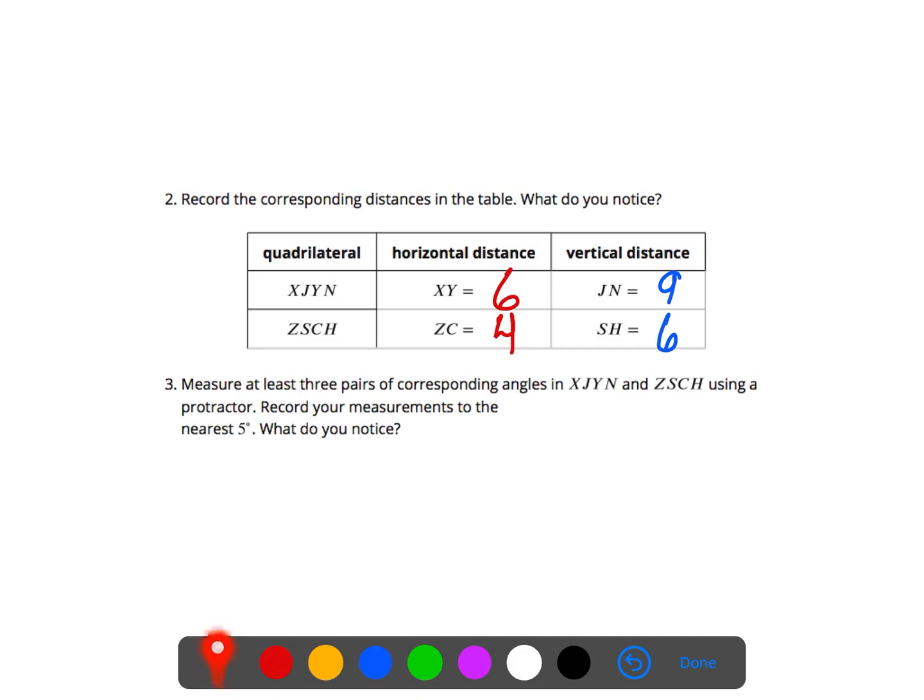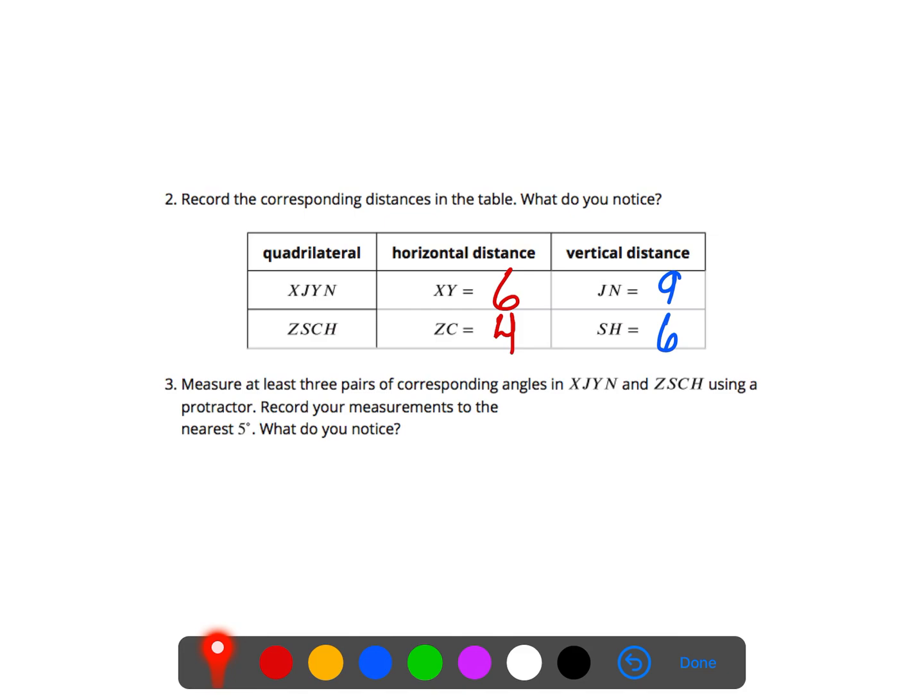All right, now what you would want to be noticing is that the ratio comparing these 2 distances, so the horizontal on one figure to another, and the vertical distance on one figure to another do fit into the same ratio. These can both simplify to 2 to 3. So it looks like we have a scale factor that was used in these figures.